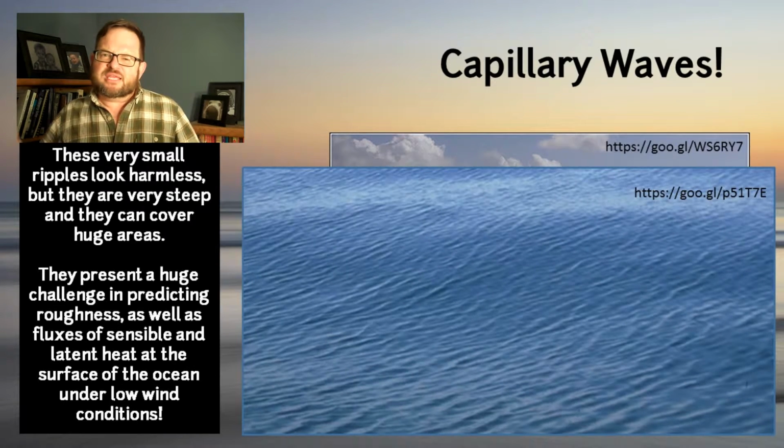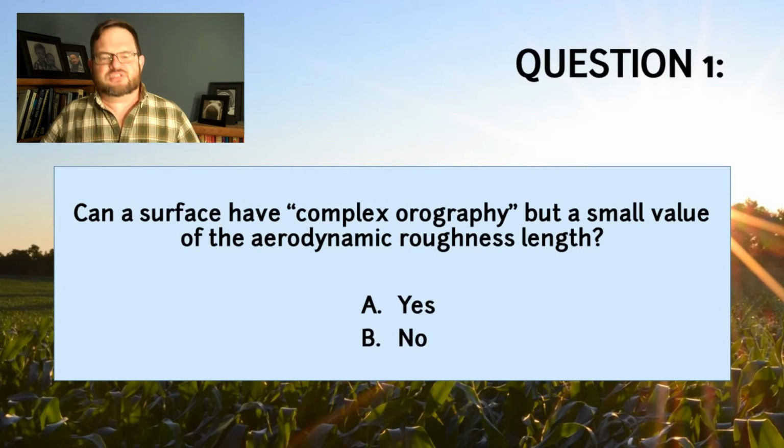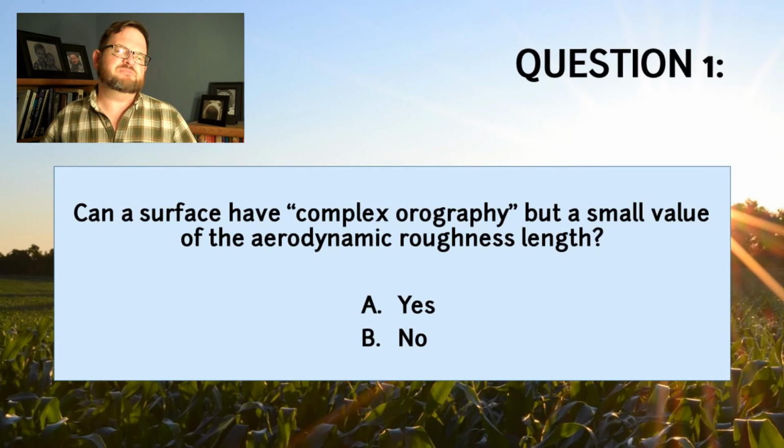All right, before we get done with this lecture, let's do a couple quick questions. Question 1. Could a surface have complex orography, like mountains and stuff like that, but have a small value of the aerodynamic roughness length? Yes or no? Make a choice from those two options based on what you now understand about roughness, and we'll get some feedback before we move on to question 2.